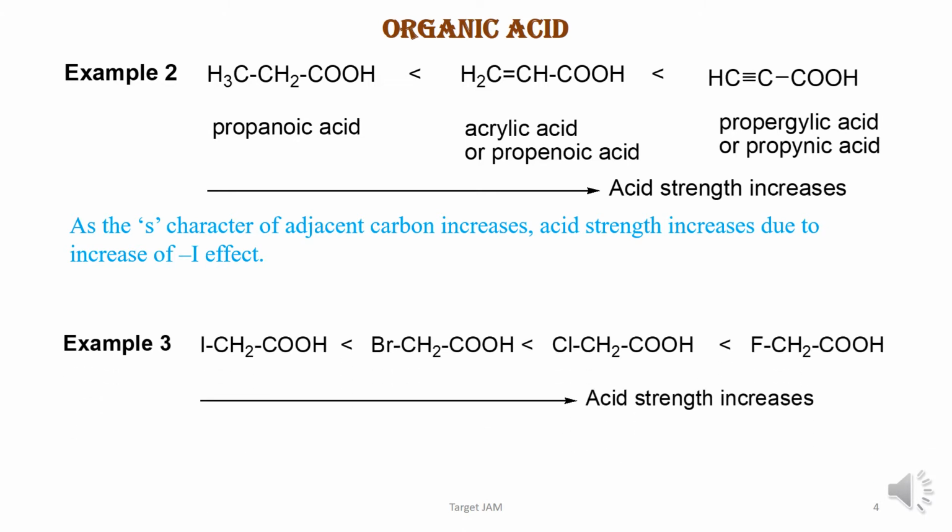Now, example 3. Iodoacetic acid, bromoacetic acid, chloroacetic acid and fluoroacetic acid. The acid strength increases from iodo to bromo to chloro to fluoro. Left to right, acid strength increases due to increase of minus I effect of the halogens.